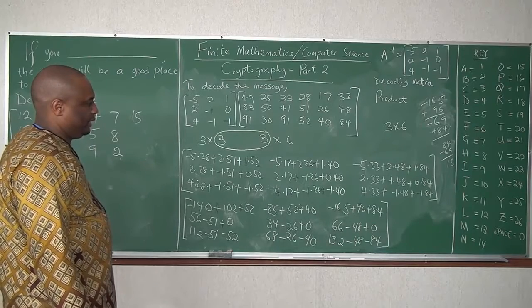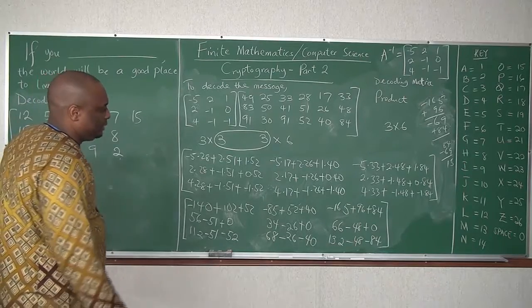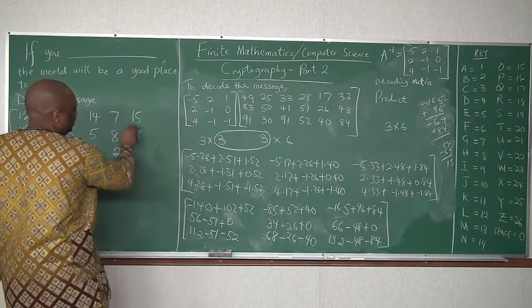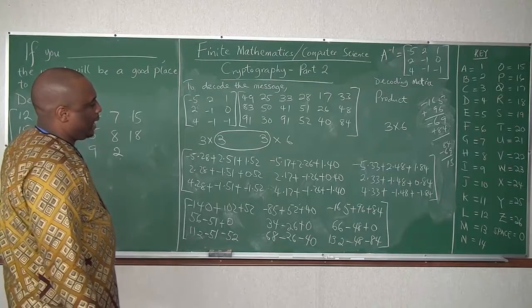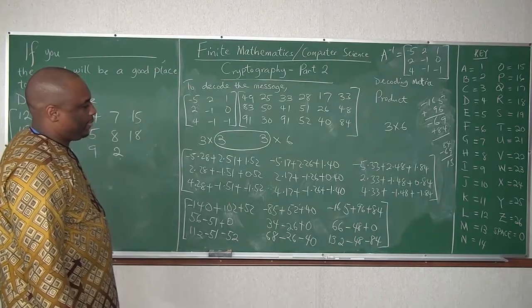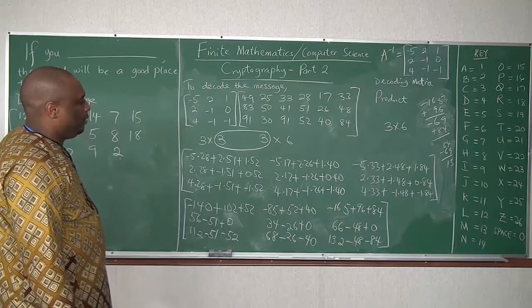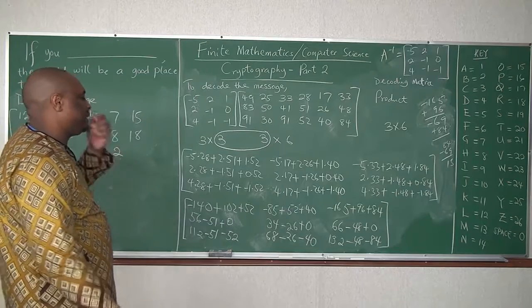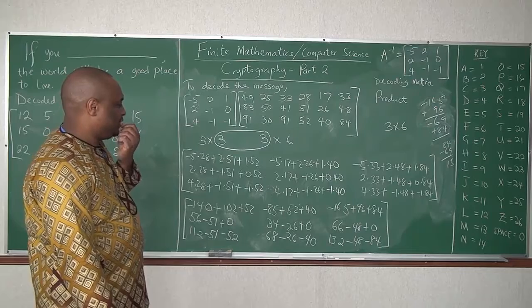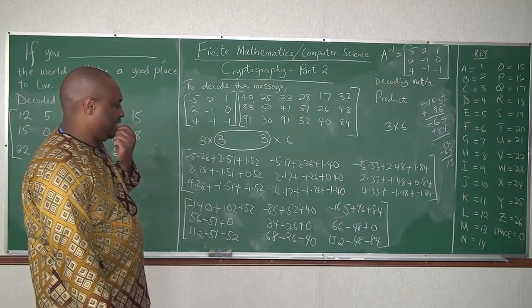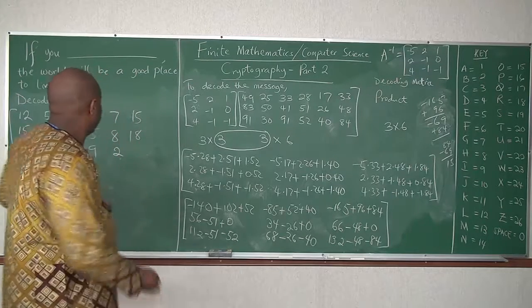66 minus 48. 16 minus 8 is 8. And this is 18. Right? Now 132 minus 48. 12 minus 8 is 4. 12 minus 4 is 8. 84 minus 84 is 0.